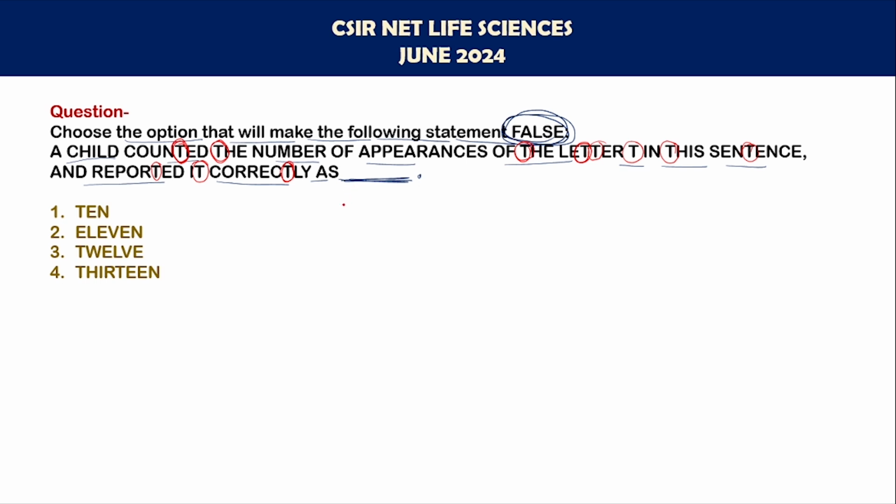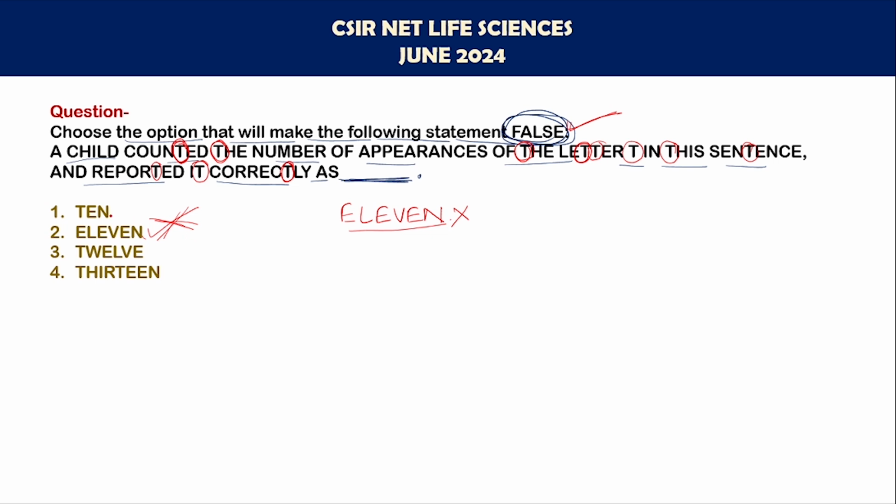over here, suppose I have written 11 as the option over here, it is making this sentence true because the number of T's there are 11 only, no? But here we have to make this sentence false. Make sure that, so this option will not be coming because 11 is making this sentence true. Okay, so this option will not be there.